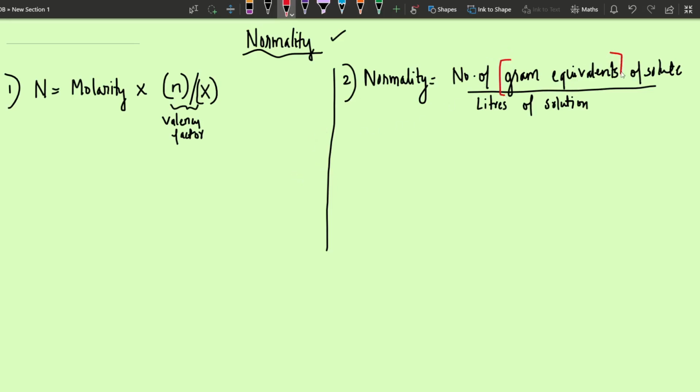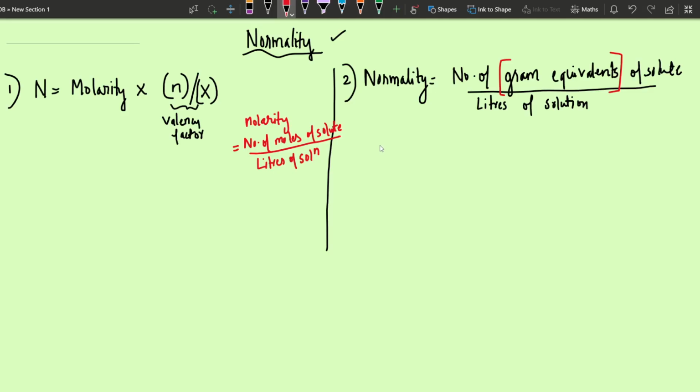Well, this is very much similar to what we do to find out molarity. So what is molarity? Molarity is the number of moles of solute divided by liters of solution. Okay, so this is molarity. So this gram equivalent is actually similar to this moles of solute. So we can find it like how we find out the number of moles.